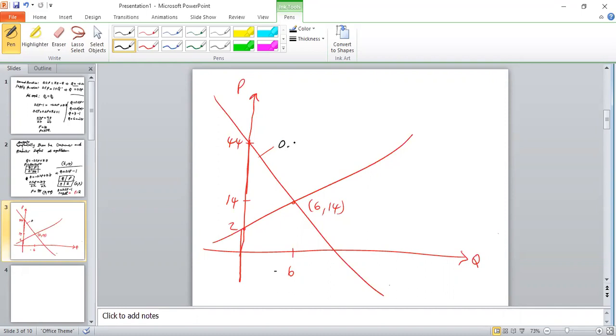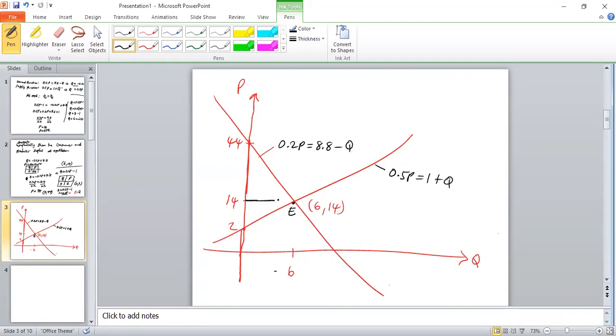That should be 0.2p equals 8.8 minus q. Then the supply function is 0.5p equals 1 plus q. These are the functions, and this is the equilibrium point.